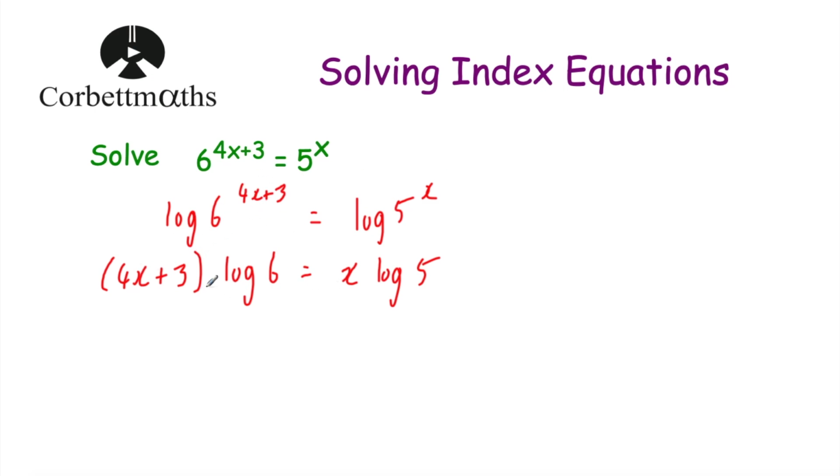Okay, so now we've got an equation and we've got x's on both sides. So let's expand our brackets here. We've expanded these brackets on the left hand side. 4x times log 6 would be 4x log 6.